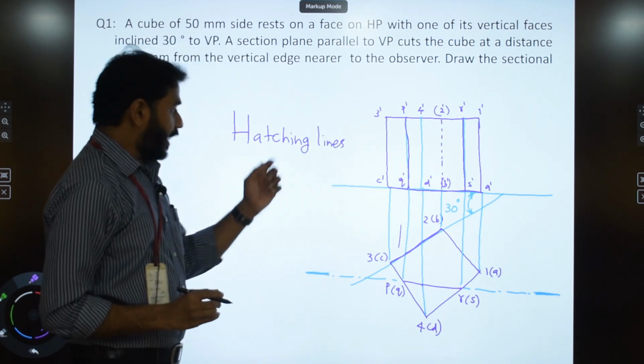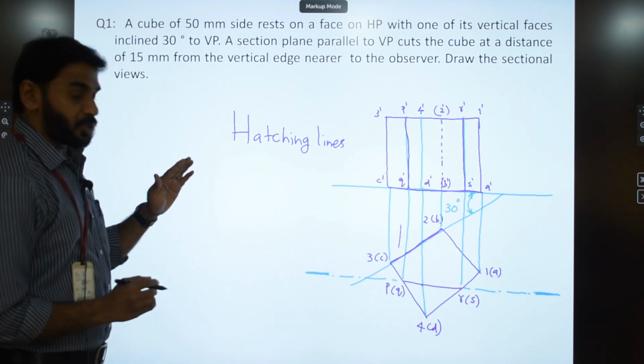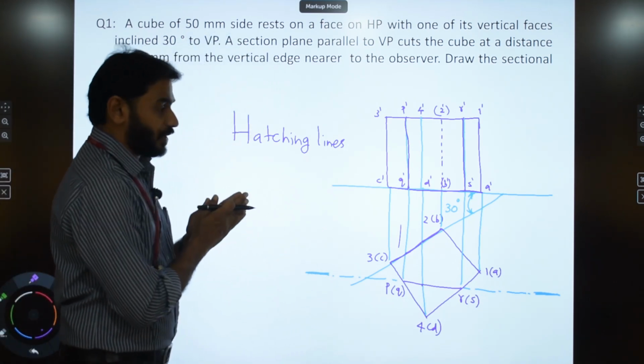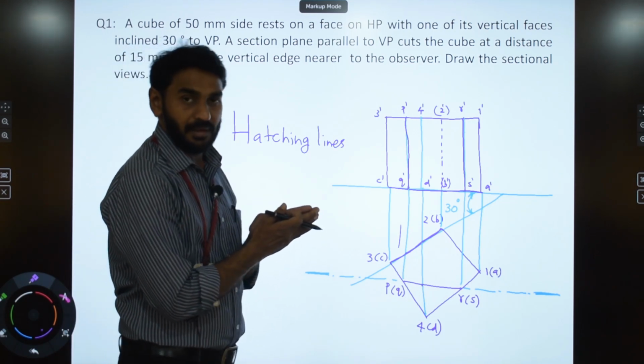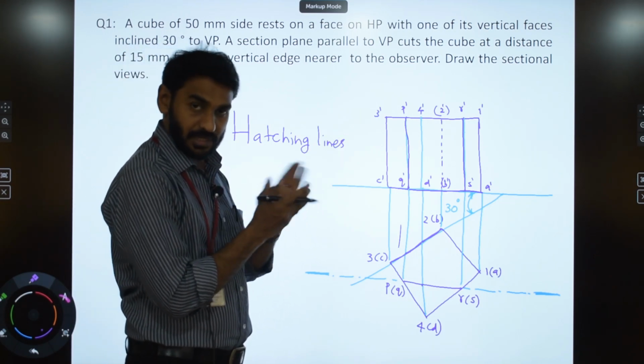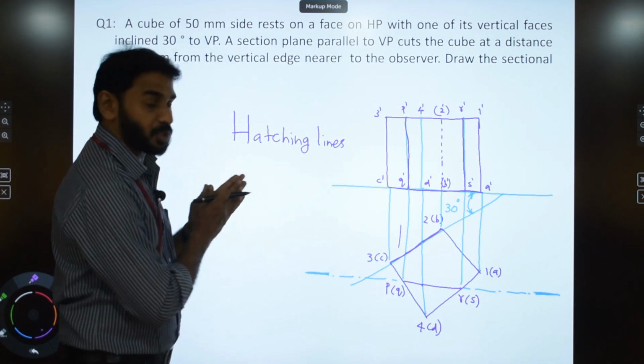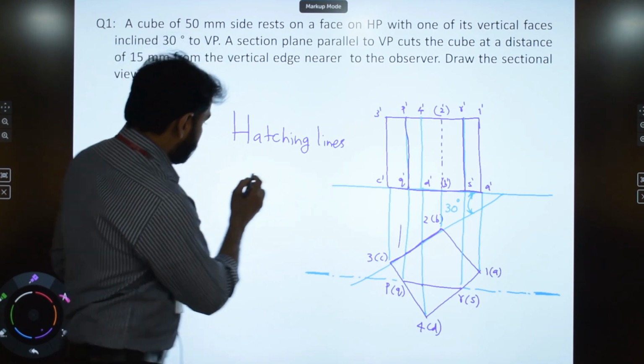Now the property of hatching lines is that they should be light lines, and they should be inclined to the horizontal plane by approximately 45 degrees. You can use 30 degree lines or 45 degree lines. So there should be light lines and they should be equally spaced. So it will be like this.